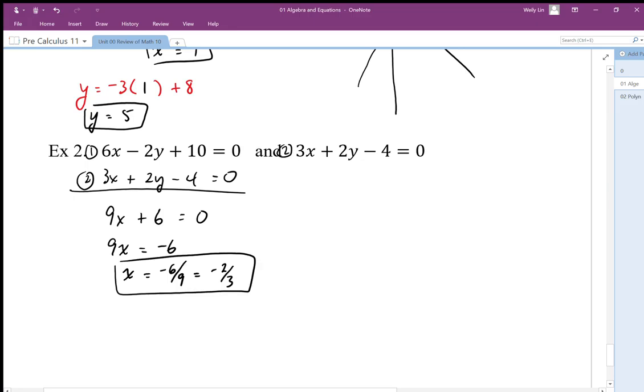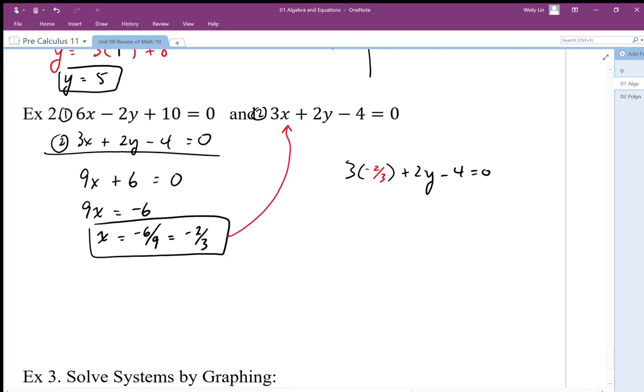So how do I solve for y? Well, I plug it back into one of the equations. So if I plug the x back into here, I end up with this equation. I end up with 3x plus 2y minus 4 equals 0. And notice that the only variable left in this equation is y, which is the one I want to solve for. So I go ahead and solve for y.